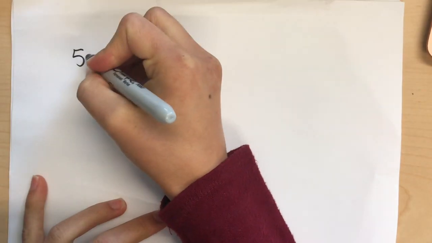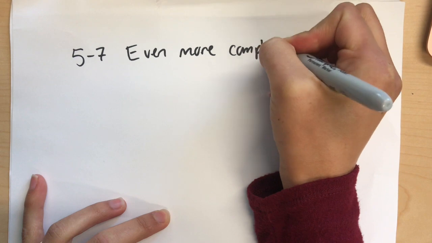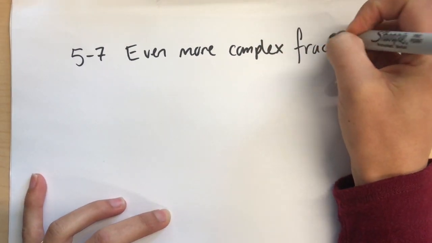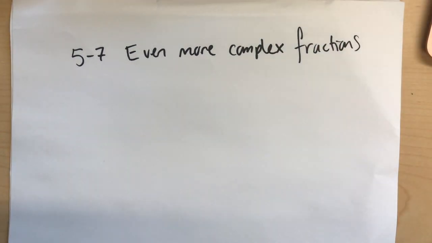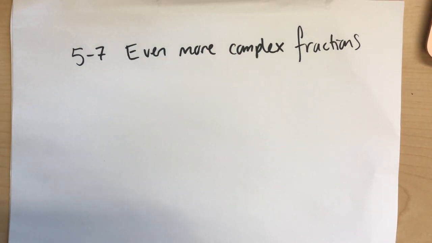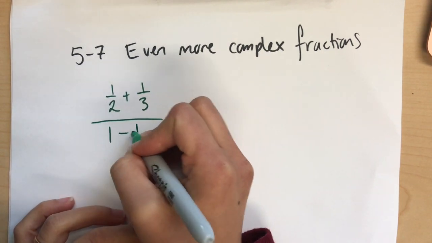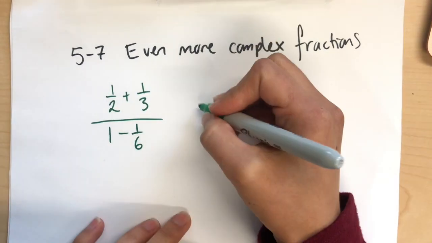So maybe you thought yesterday's fractions were very complicated. Well, I've got some good news for you. Now we're doing even more complicated fractions. Woohoo! Math is so fun. Okay, so we are going to basically have denominators within denominators. For instance, 1/2 plus 1/3 over 1 minus 1/6.